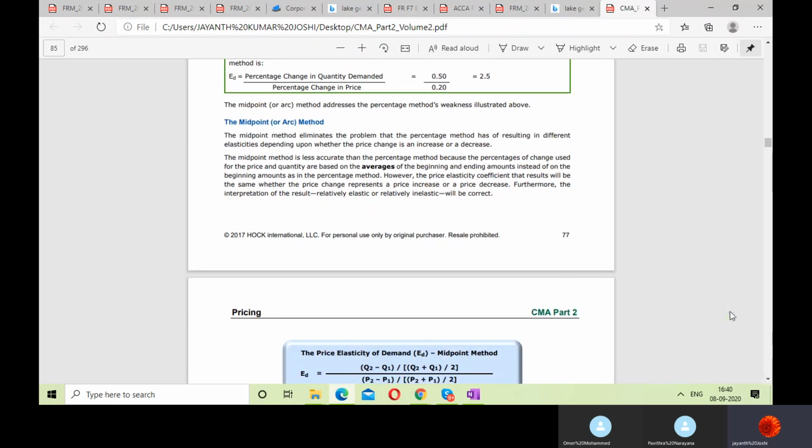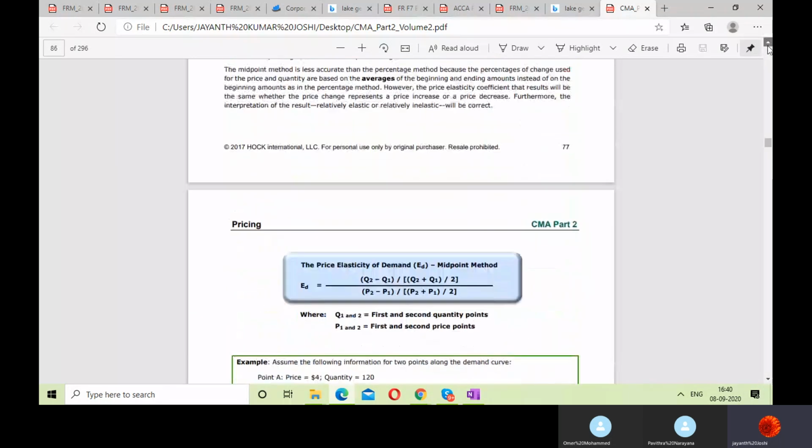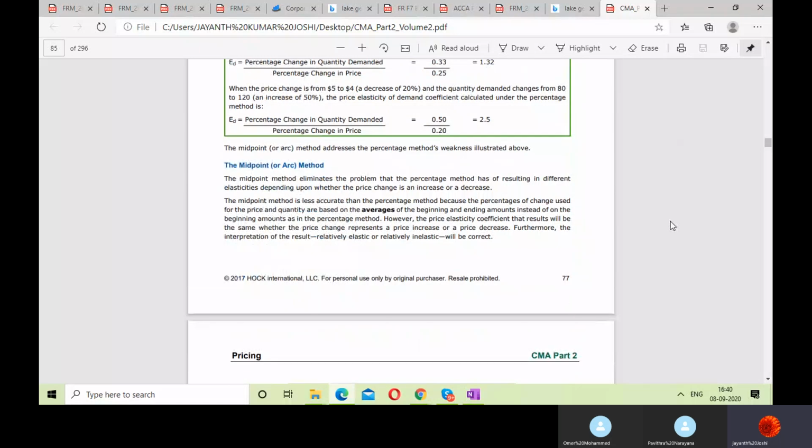2.5 times. Now, the midpoint or arc method also shows you the elasticity of demand. So let's see the midpoint or arc method, how it goes. The midpoint method eliminates the problem that the percentage method has of resulting in different elasticities depending upon whether the price change is an increase or decrease. The midpoint method is less accurate than the percentage method.